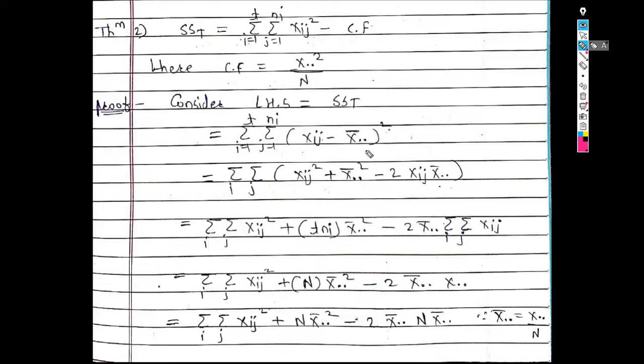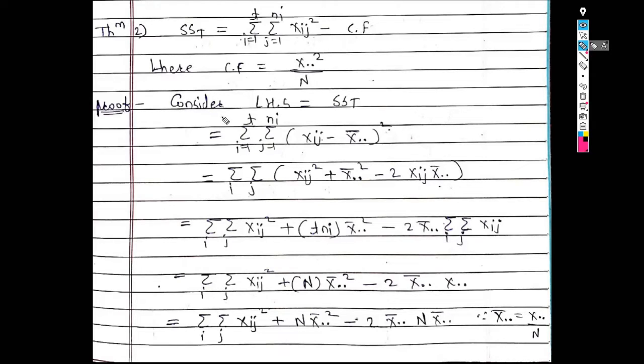Hence we are going to find one simple formula for the total sum of squares, and the formula is: total sum of squares equals summation over i summation over j x_ij squared minus correction factor, where the correction factor is x dot dot squared upon capital N, meaning grand total squared upon capital N. So let us discuss the proof of this theorem.